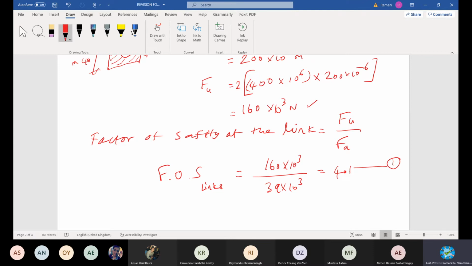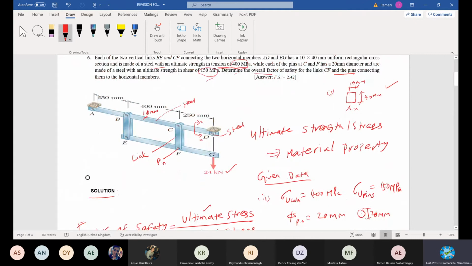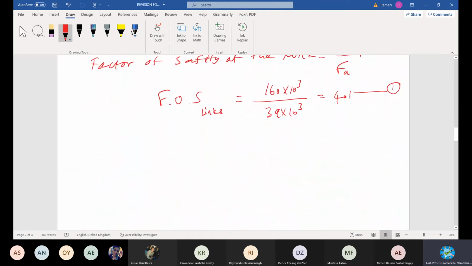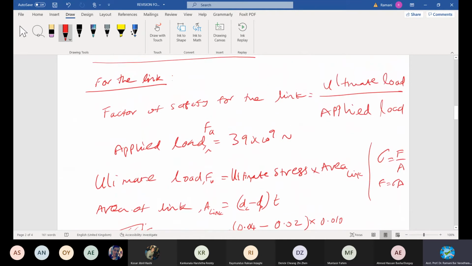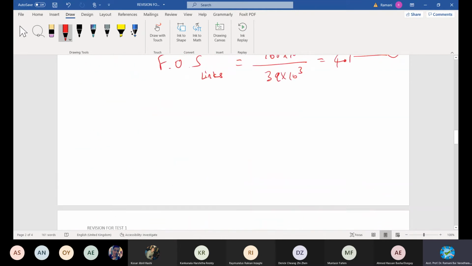Then you can adjust accordingly, remove the link and put a sufficient amount according to the load. You can remove the link or relax the pin and so on. You can do it, right? Next category, this was for the link. Next is for the pin. You have to repeat the same for the pin: factor of safety for the pin, all the calculation and analysis.